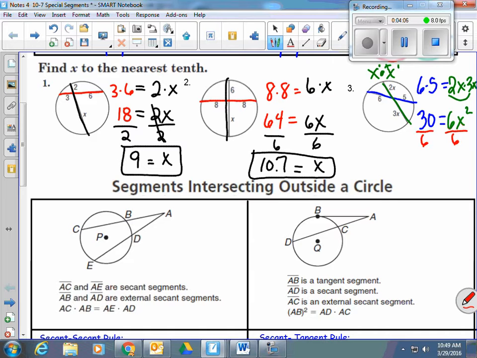Divide by 6. So x squared is equal to what? 5. Now what? Take the square root of it, right?